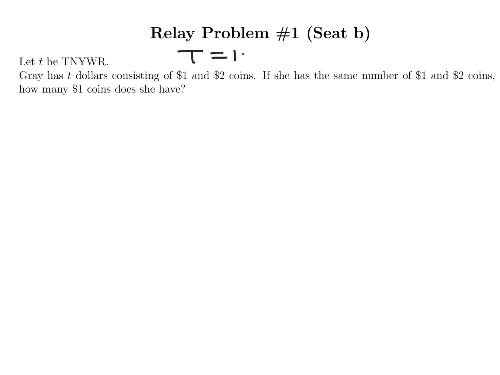T is 12. Gray has T dollars consisting of $1 and $2 coins. If she has the same number of $1 and $2 coins, how many $1 coins does she have? So let's let X be the number of $1 coins and the number of $2 coins, because they're the same number. So that means the 12 is the total.